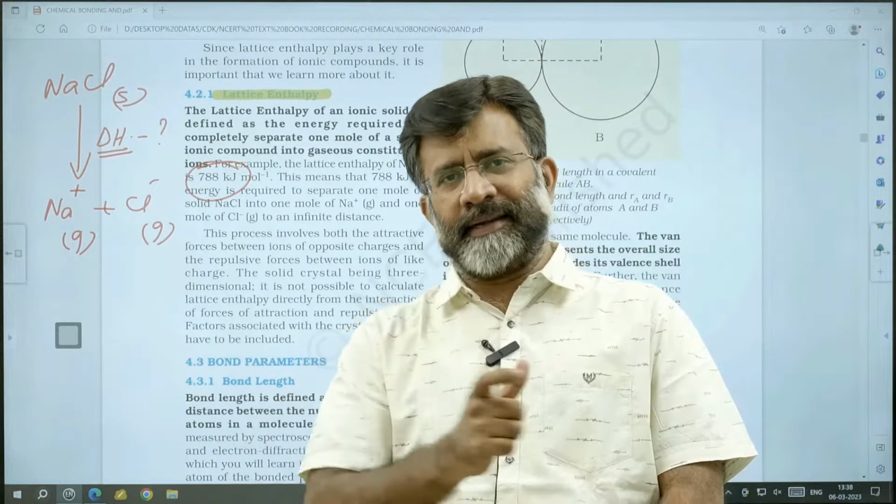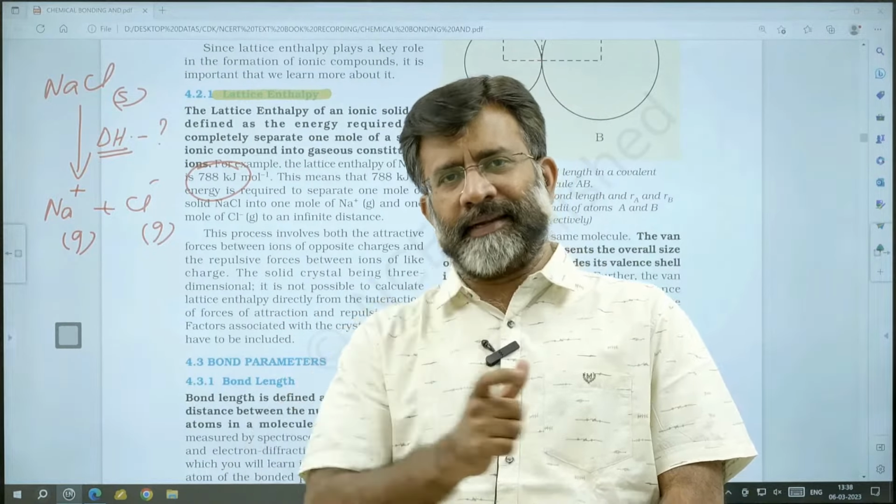Then, bond angle. What is bond angle? The angle made by the atoms in a molecule is called bond angle. In a water molecule, hydrogen atom, oxygen atom, hydrogen atom: the angle made by hydrogen, oxygen, hydrogen is called the bond angle. Bond angle explains various properties like dipole moment and polarity.